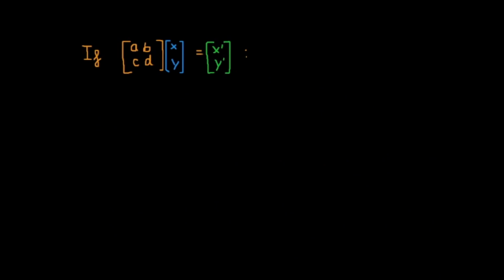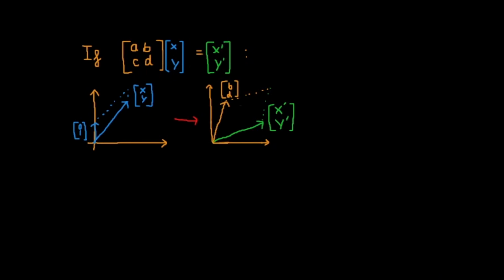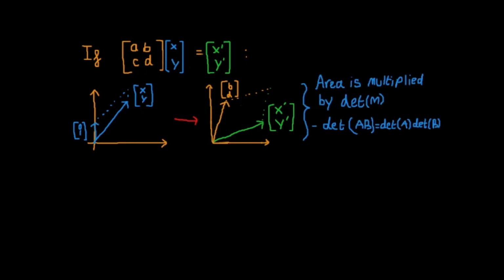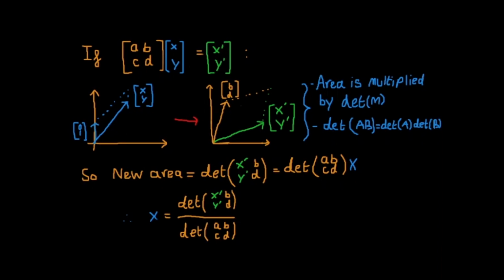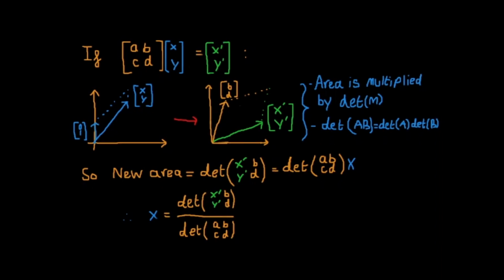If we were to transform the coordinate system by this matrix, then we'd know precisely where the (x, y) vector would go and could just read off the matrix for the (1, 0) and (0, 1) vectors. So in this example, the (x, y) vector would transform to (x prime, y prime), and (0, 1) would become (B, D). Applying this transformation scales the area, which was x before, by the determinant of the transformation. Since the new shape has an area of the determinant of (x prime, B; y prime, D), this means that we can express x as just the ratio of these two determinants, the determinant of the changed matrix over the determinant of the original matrix.